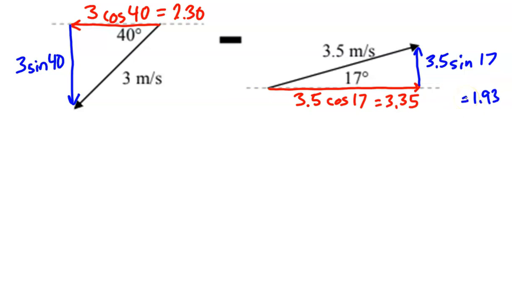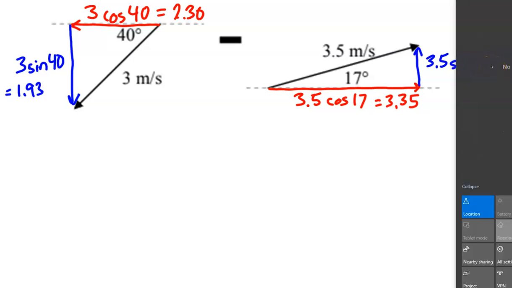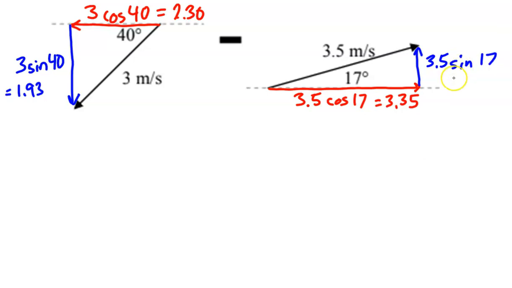And 3.5 sine of 17 is 1.02. Sorry, problem with the touch screen. Okay, 1.02. All right, now all of these quantities have units of meters per second, and I'm just not writing them just yet.